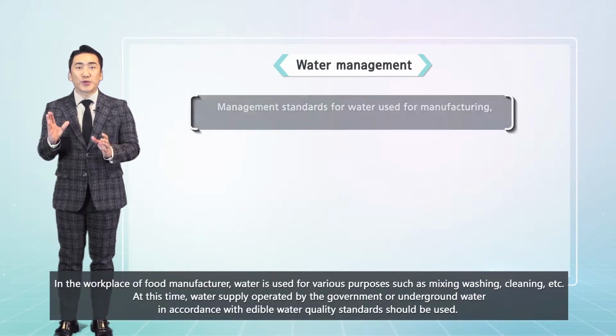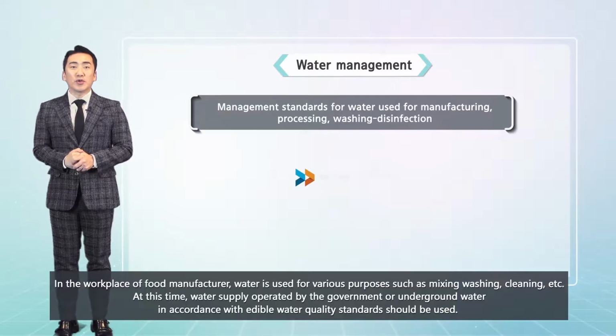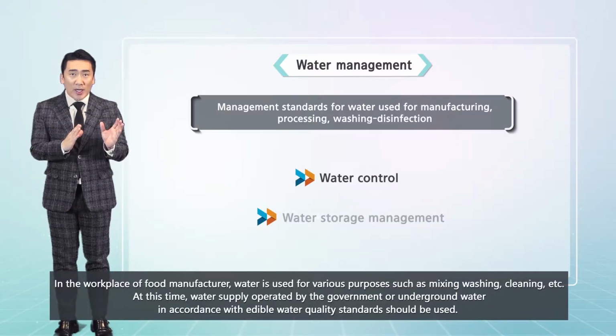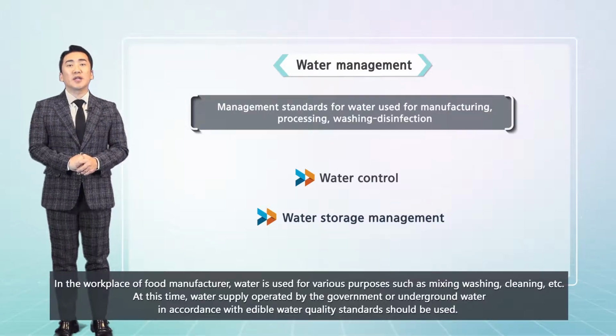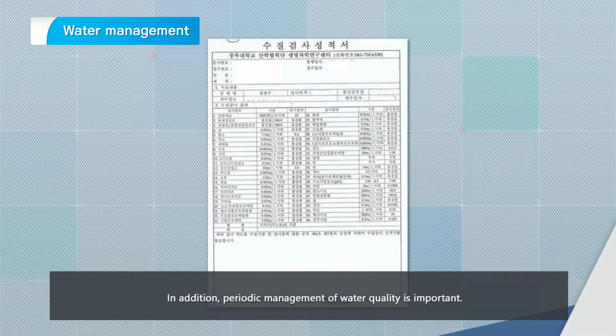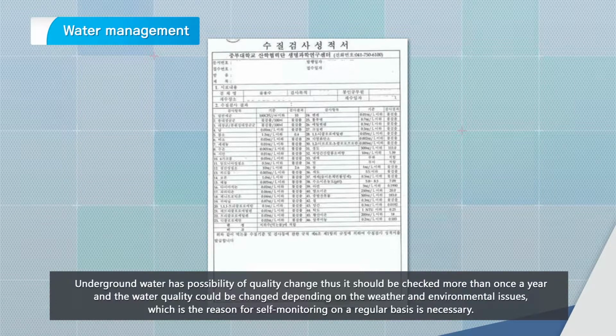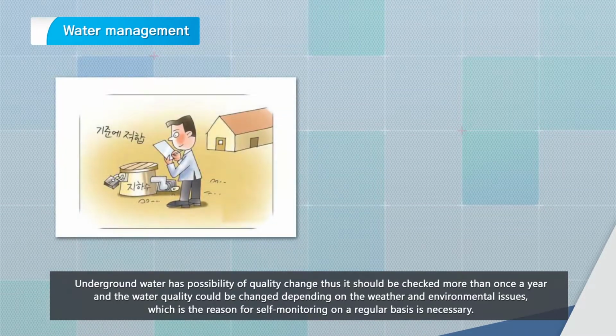In the workplace of food manufacturer, water is used for various purposes such as mixing, washing, cleaning, etc. At this time, water supply operated by the government or underground water in accordance with edible water quality standards should be used. In addition, periodic management of water quality is important. Underground water has possibility of quality change. Thus, it should be checked more than once a year, and the water quality could be changed depending on the weather and environmental issues, which is the reason why self-monitoring on a regular basis is necessary.